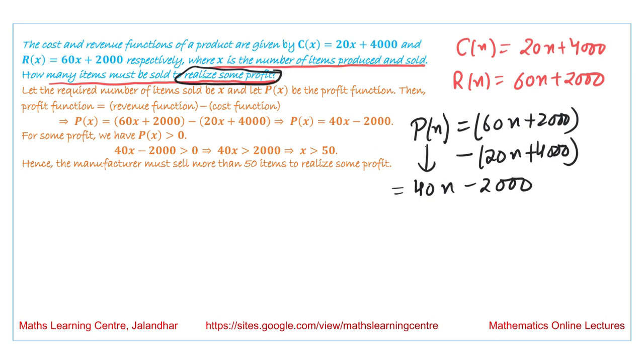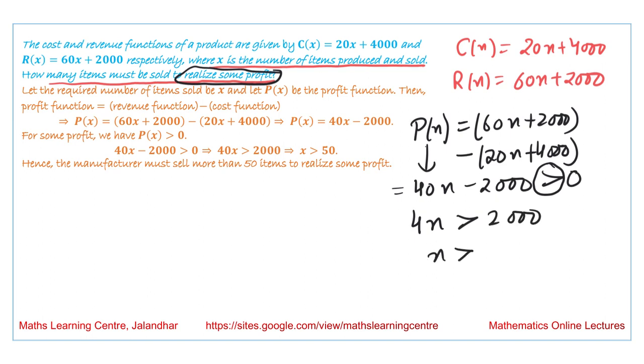What is being asked is that we must have some profit. It means that the profit should be greater than 0. If we write greater than or equal to 0, then it will mean that the profit can be 0, that we don't have any profit. So that is why we write the strict greater than sign here, so that we have some profit. This gives us that 40x is greater than 2000.